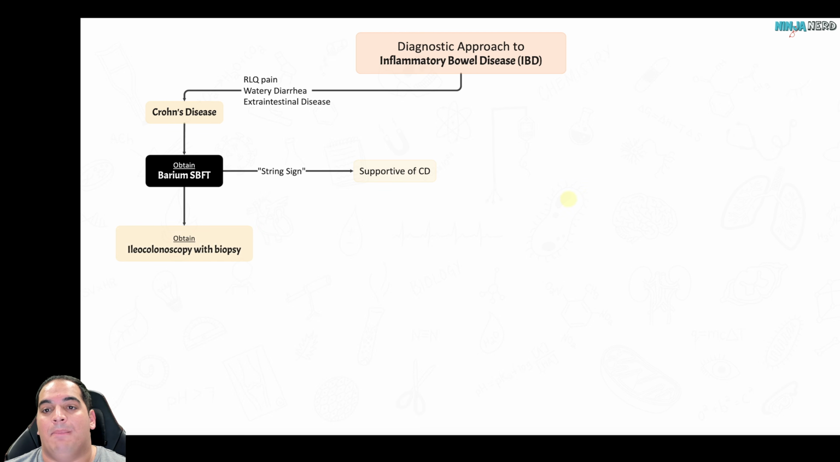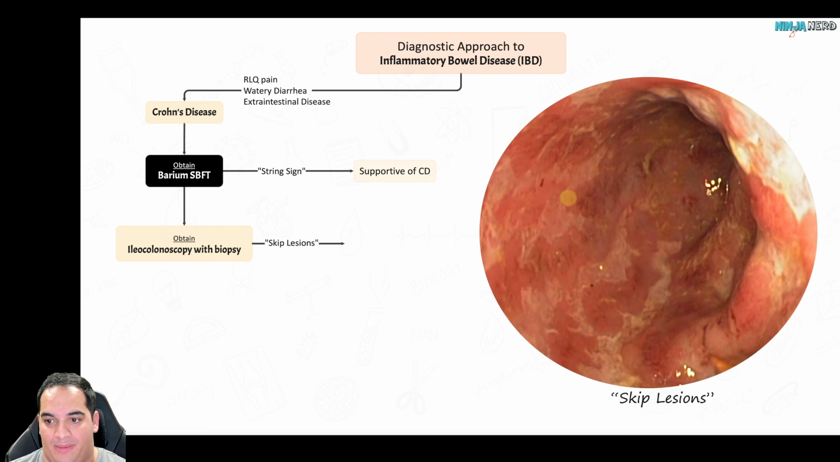The most diagnostic test is an ileocolonoscopy with a biopsy. In other words, you have to go through the anus, up through the rectum, up through the sigmoid colon, descending, transverse, down the ascending colon, and then eventually through the cecum, and then go into the ileum and peek into the ileum. When you do this, you're looking for lesions, and oftentimes they present in a skip-like fashion, meaning that you may see some in the colon, here in the descending, maybe a little bit in the transverse, maybe a little bit in the ascending, and then maybe a little bit in the ileum.